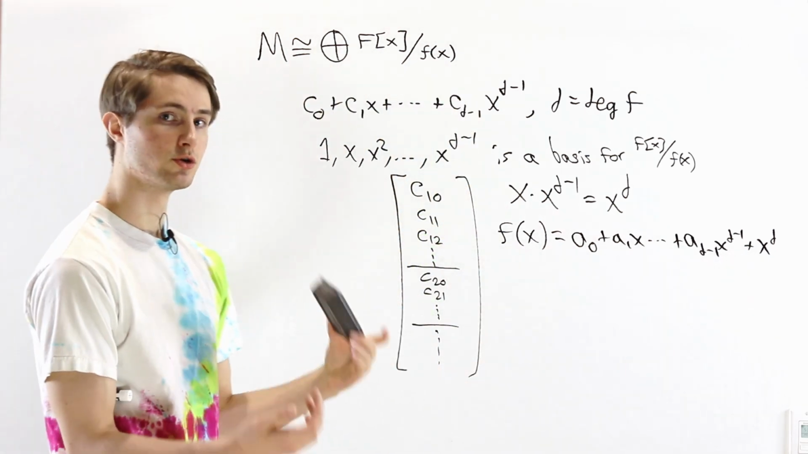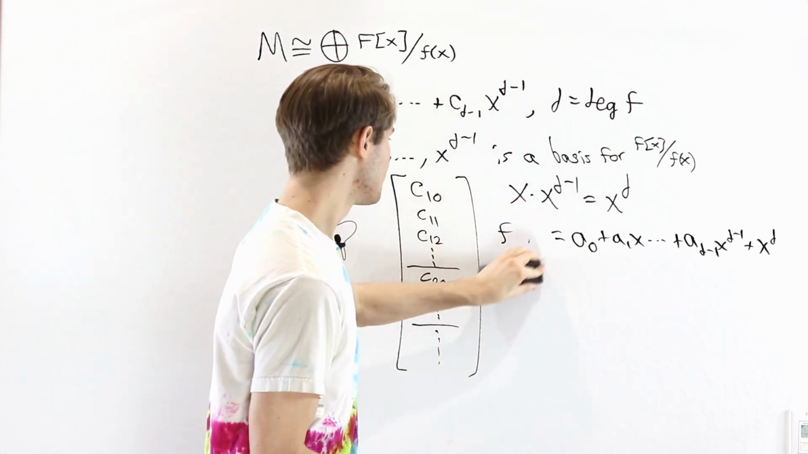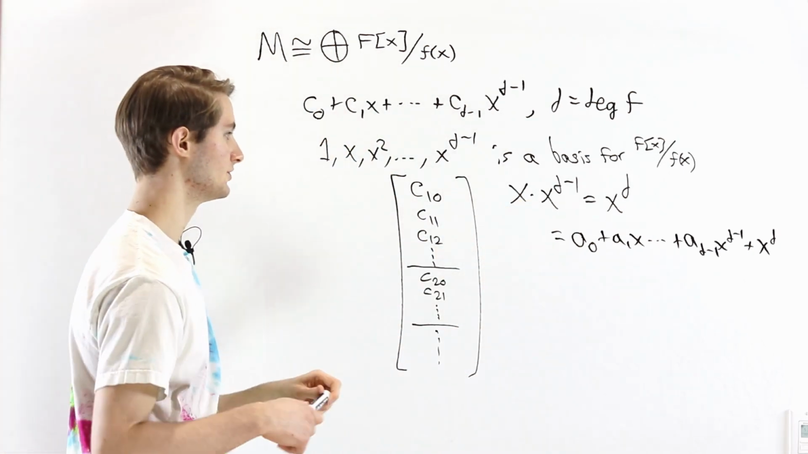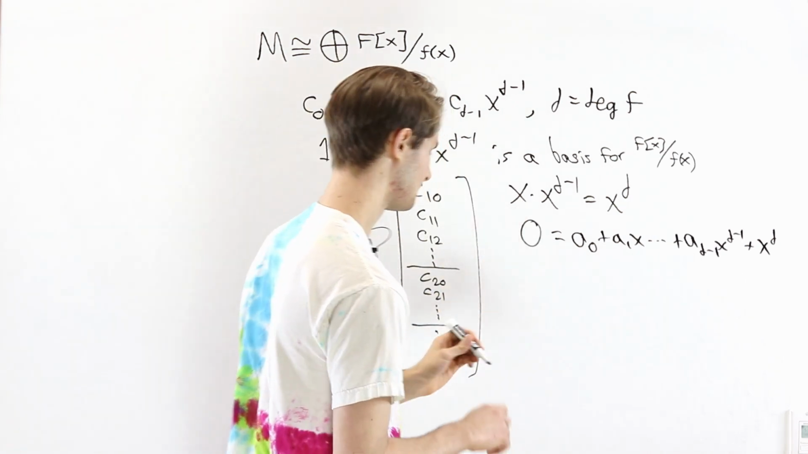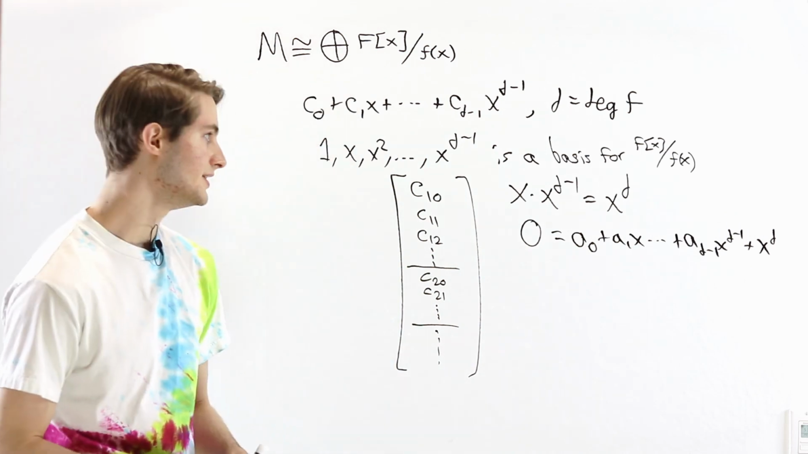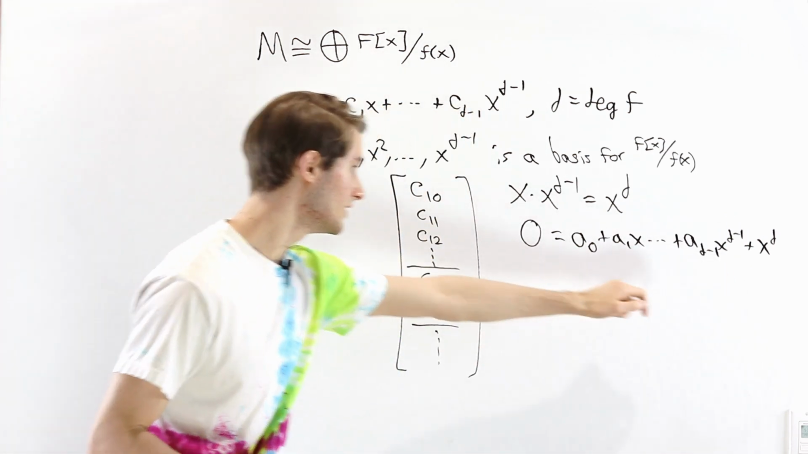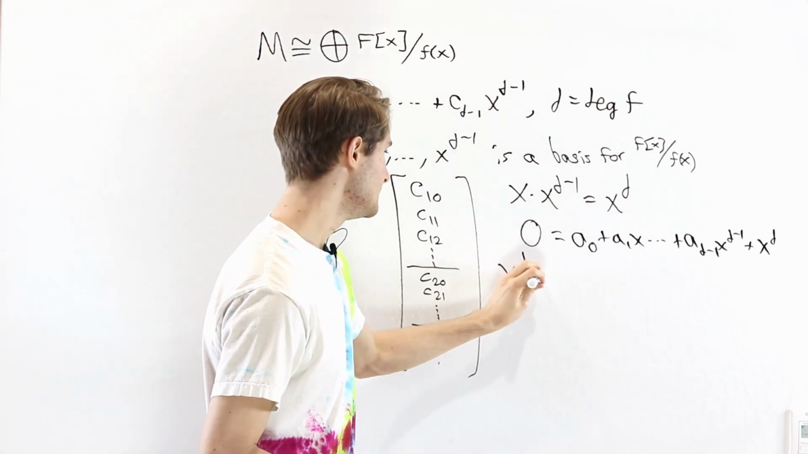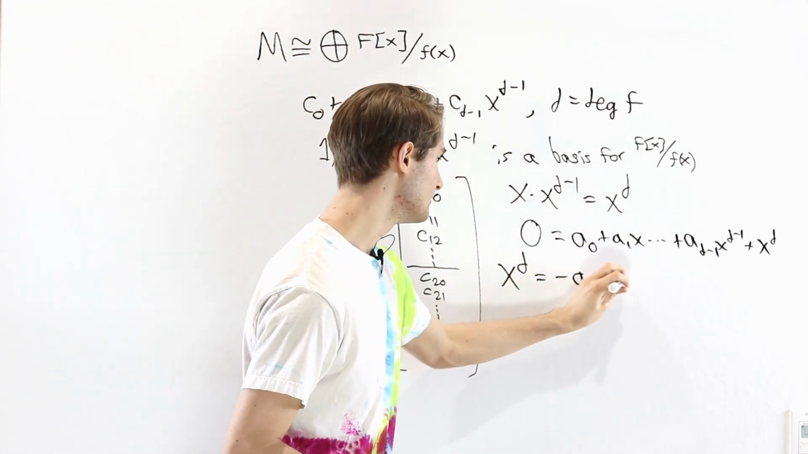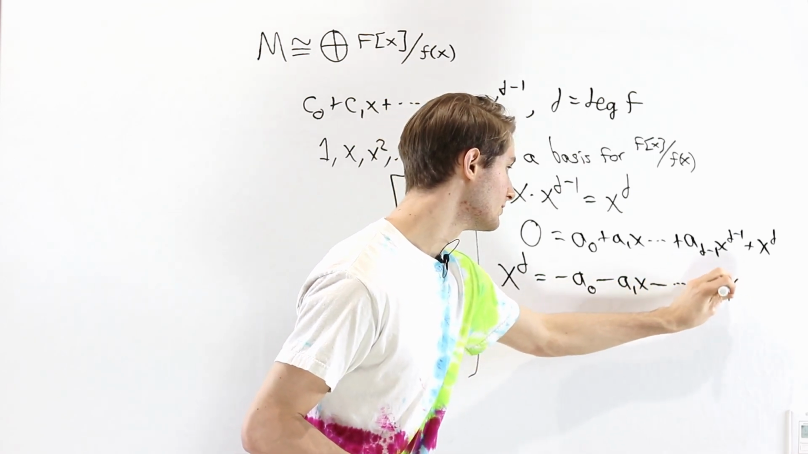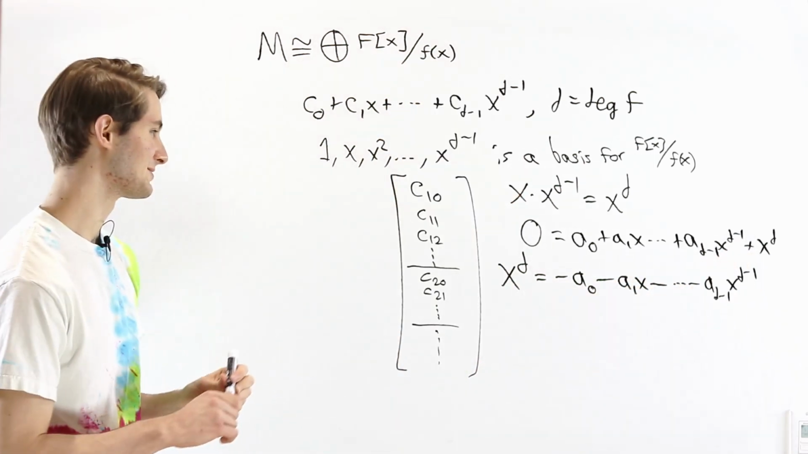Now we're looking at the quotient, so the way that works is we take f of x and we say that is equal to 0 in the quotient. And so now we have a way to express x to the d. If we just take this entire thing and subtract it, move it to the other side, then we get x to the d equals negative a0 minus a1x minus dot dot dot minus a d minus 1 x to the d minus 1.